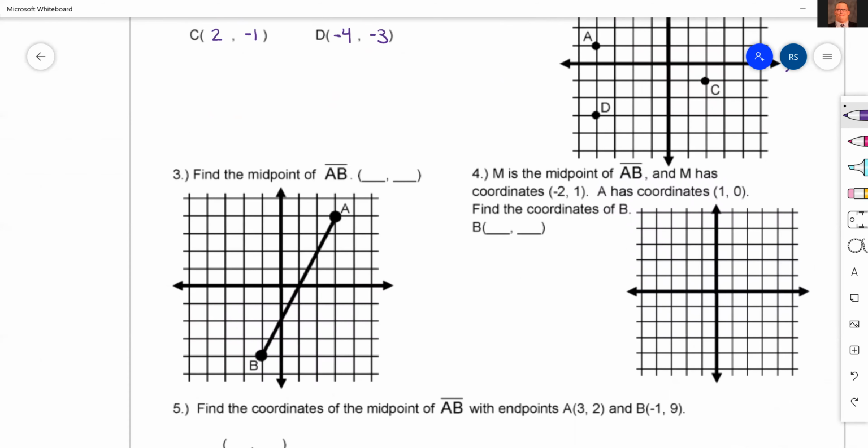Okay, number 3, they ask us to find the midpoint of AB. Now, you may be able to do this just by looking at the graph. That works. If you can't, just remember for the midpoint formula, we have x1 plus x2 divided by 2, y1 plus y2 divided by 2. This is our formula for midpoint.